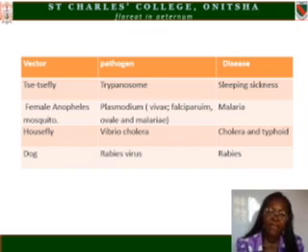Now the next vector is a housefly. The pathogen for housefly is Vibrio cholerae, because it brings about the diseases known as cholera and typhoid. Then we have dog. Dog, the pathogen is rabies virus, which causes a disease known as rabies.